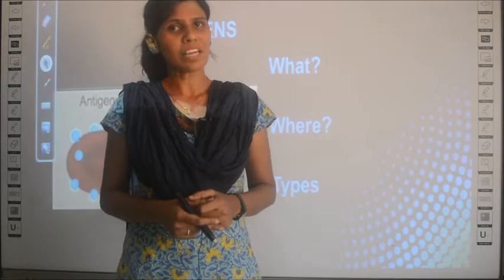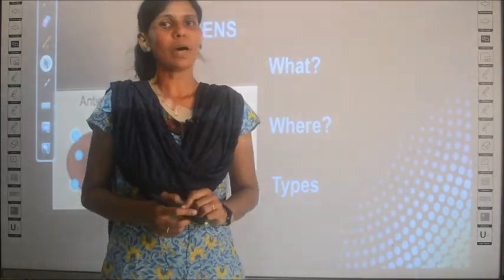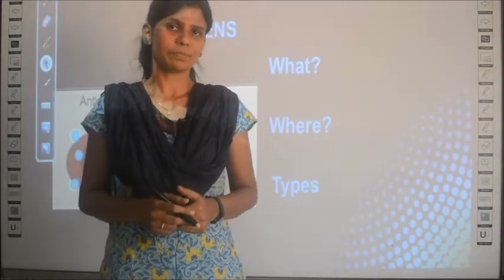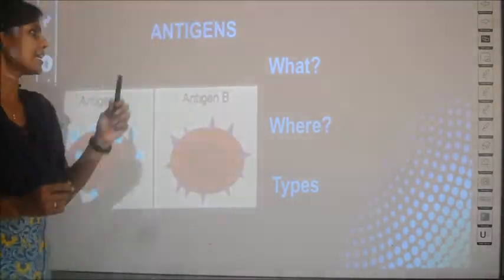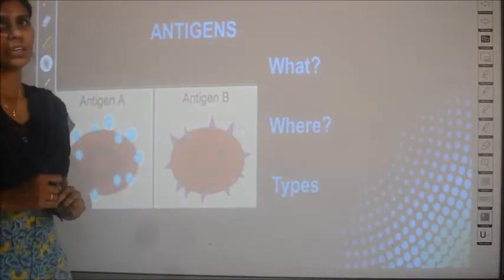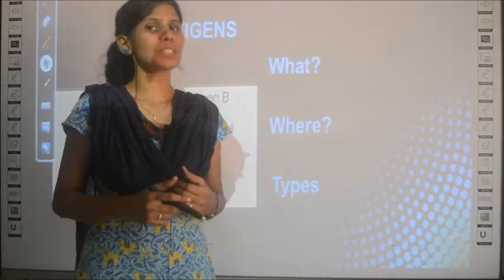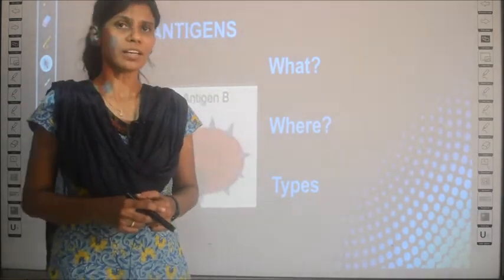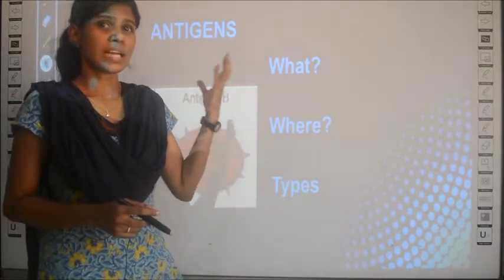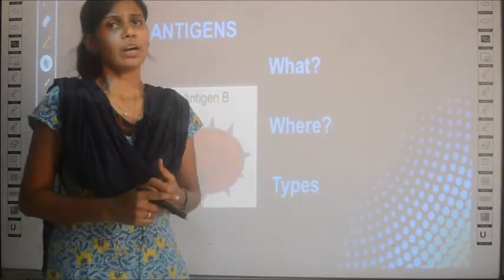Before learning about the types of blood groups, you should know two important terms. The first term is called antigen. What is the first term? Antigen. And the second term is called antibodies.